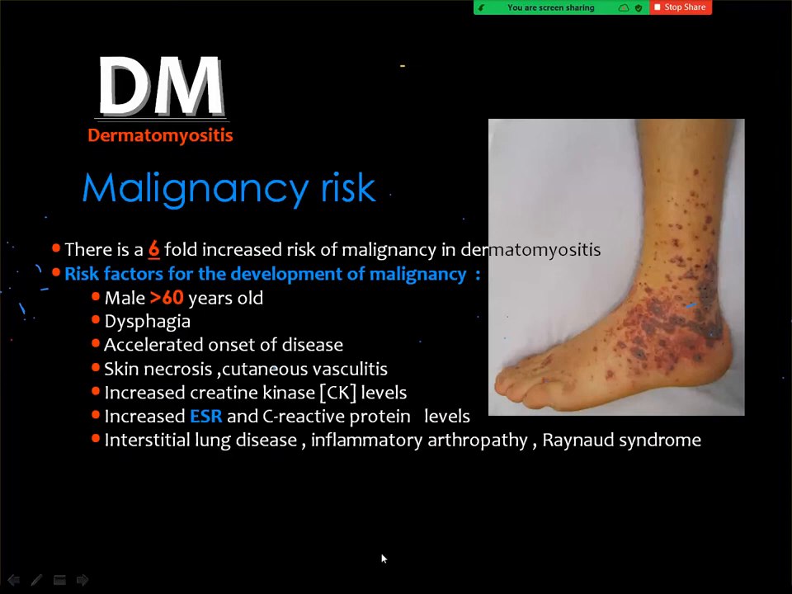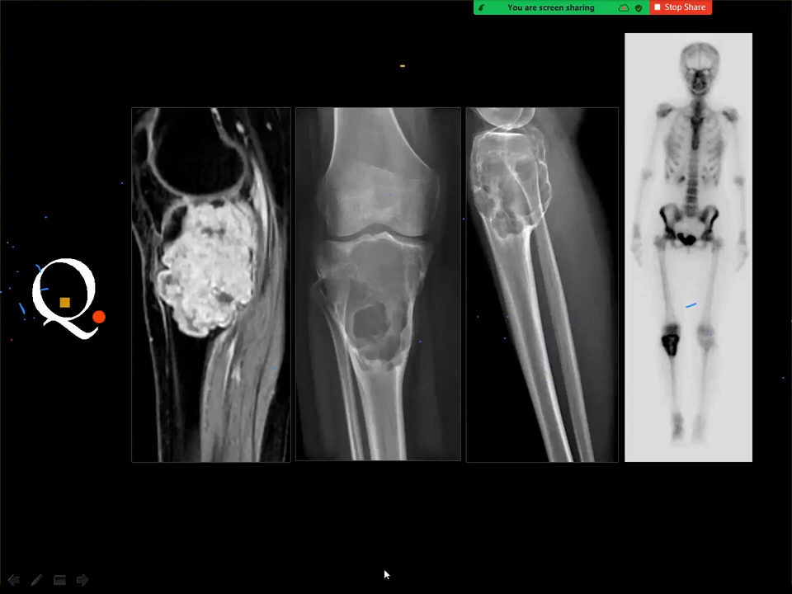The possibility of malignancy is six-fold in the presence of dermatomyositis, and these are the risk factors for the development of malignancy: males above the age of 60, the presence of dysphagia, accelerated onset of the disease, skin necrosis and cutaneous vasculitis, as you can see here, increased creatine kinase level, increased ESR and C-reactive protein levels, interstitial lung disease, inflammatory arthropathy, and Raynaud's syndrome. Next case.